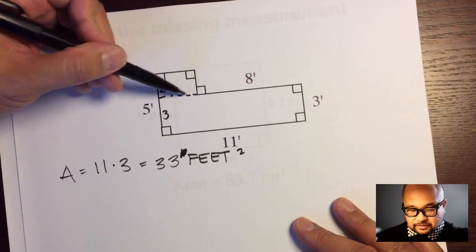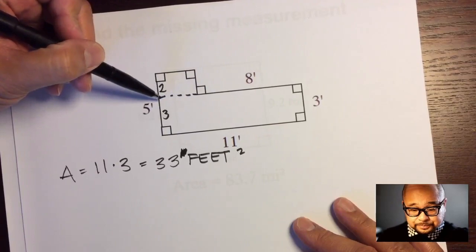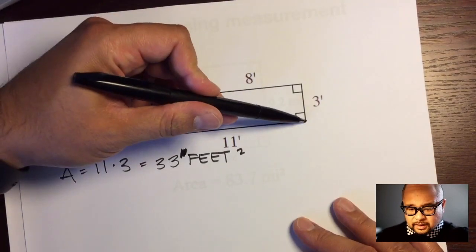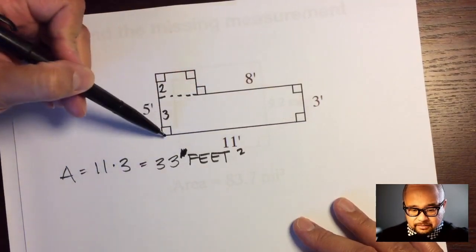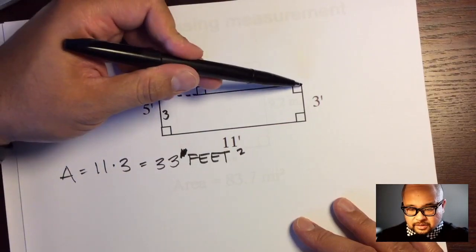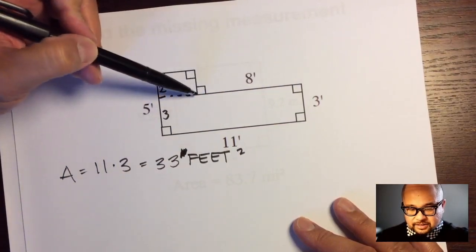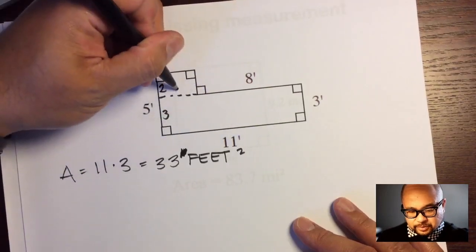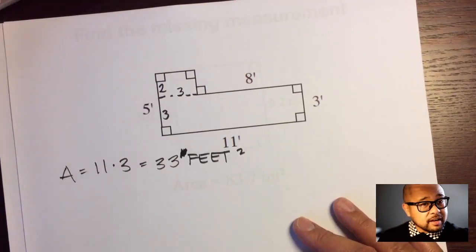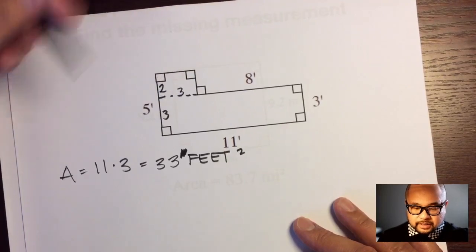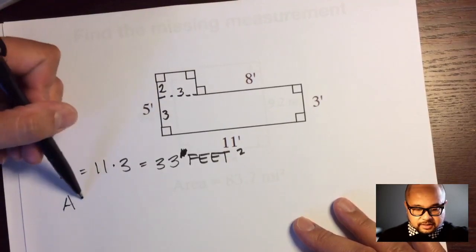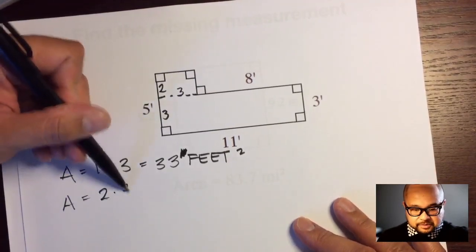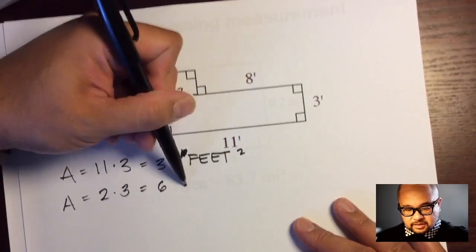We need the length or the width right here. So the entire width is 11. And just the width from here to here is 8. So 8 plus what would make 11? 3. So now we have our length and width, base and height. So area is equal to 2 times 3, which is 6 feet squared.